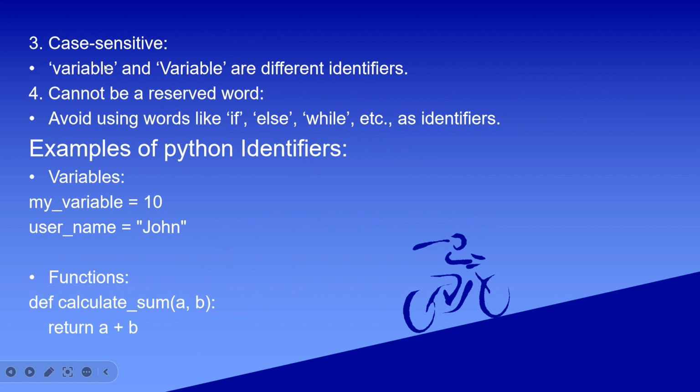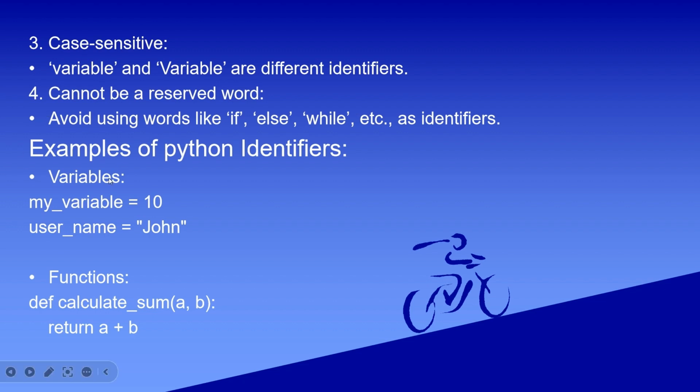Rule 3: case sensitive. It means capital and small letters are different identifiers. Here we can see Variable and variable, which are different. Rule 4: cannot be a reserved word. Avoid using words like if, else, while, etc. as identifiers.